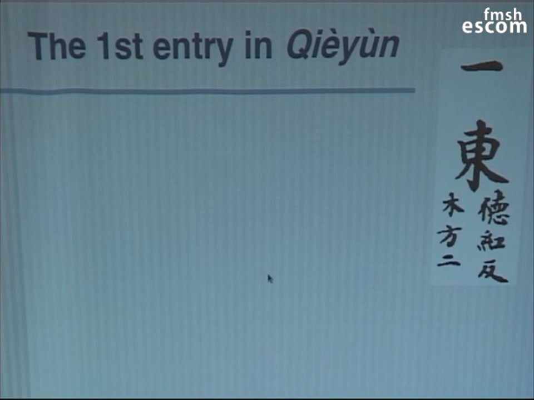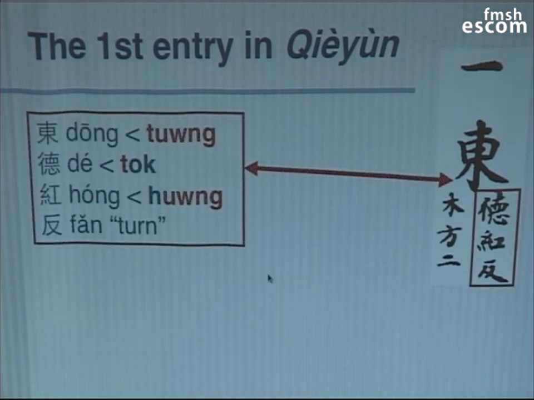I'll say a little bit more about that. This is the very first entry in the Cheyun. It's the word dong, the one up here means that it is the first rhyme group in that tone category. The tone category is ping. And then it just says de hung fan.